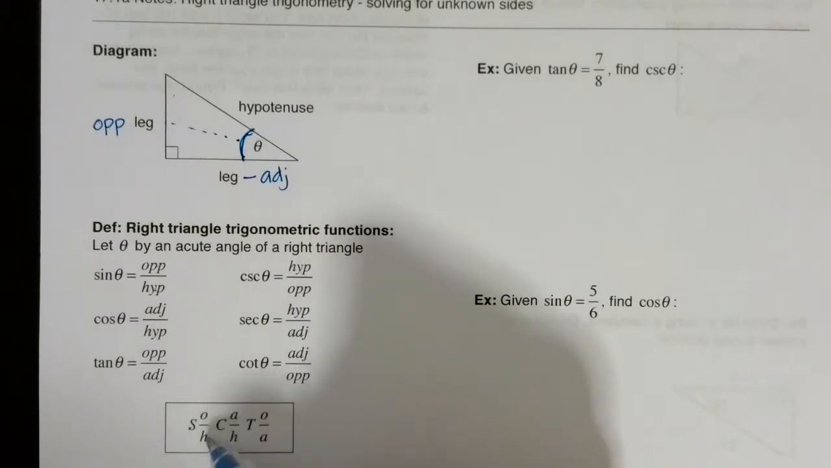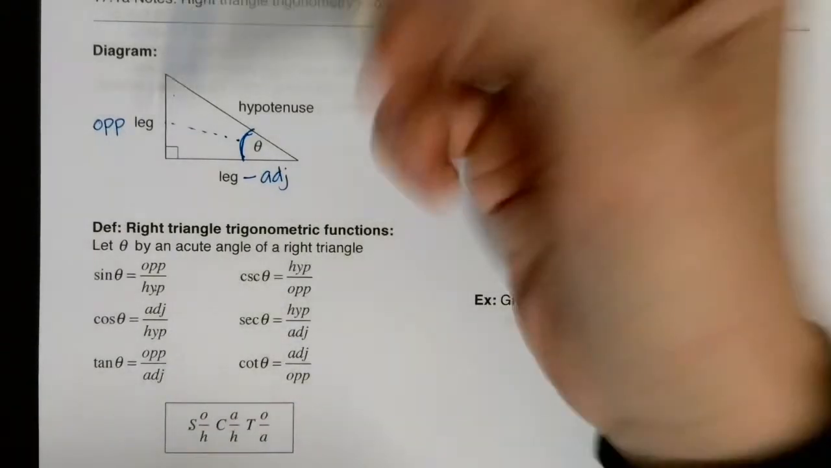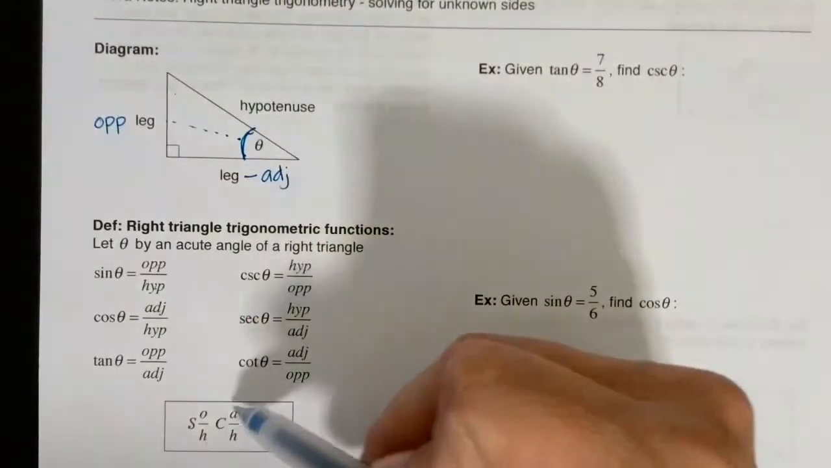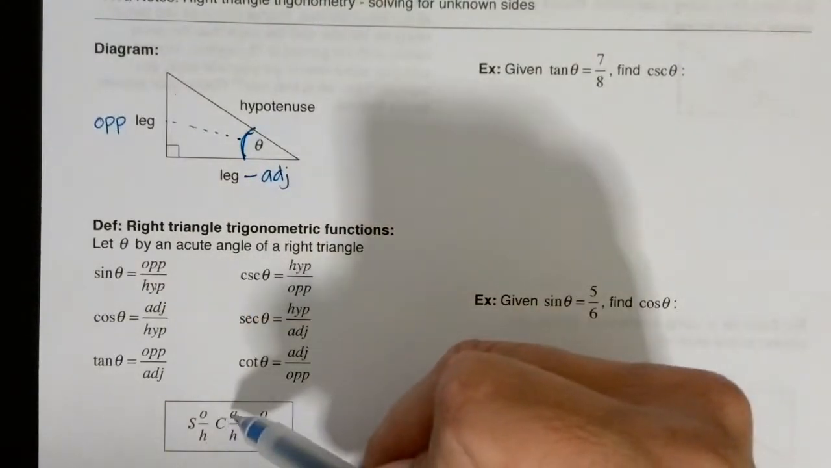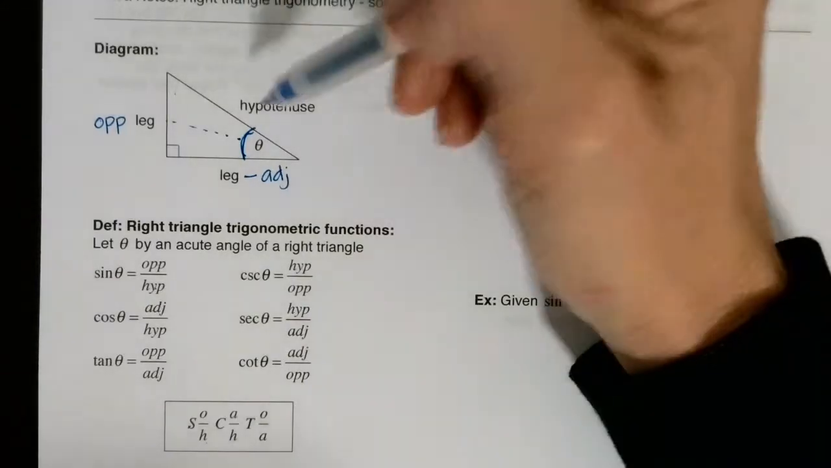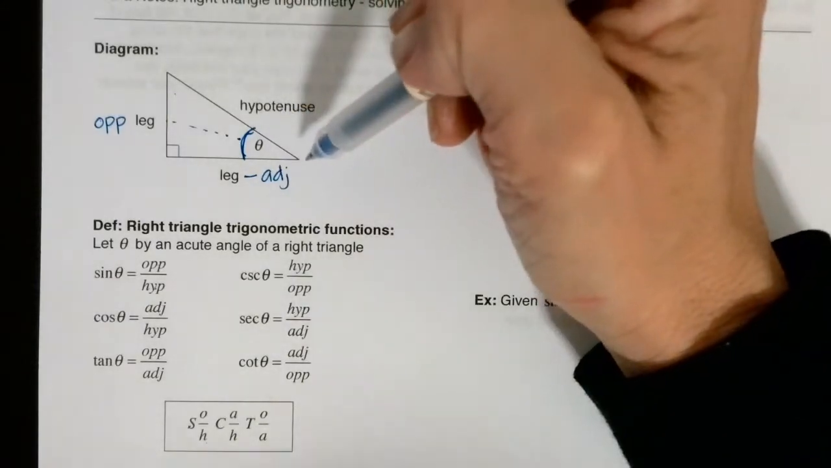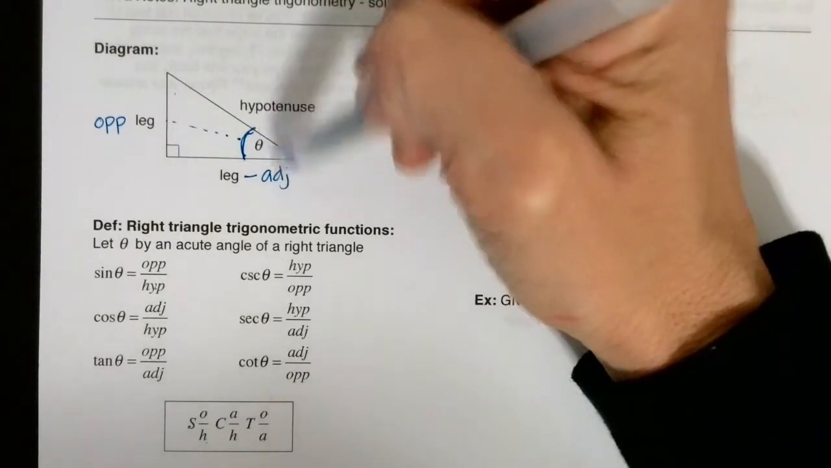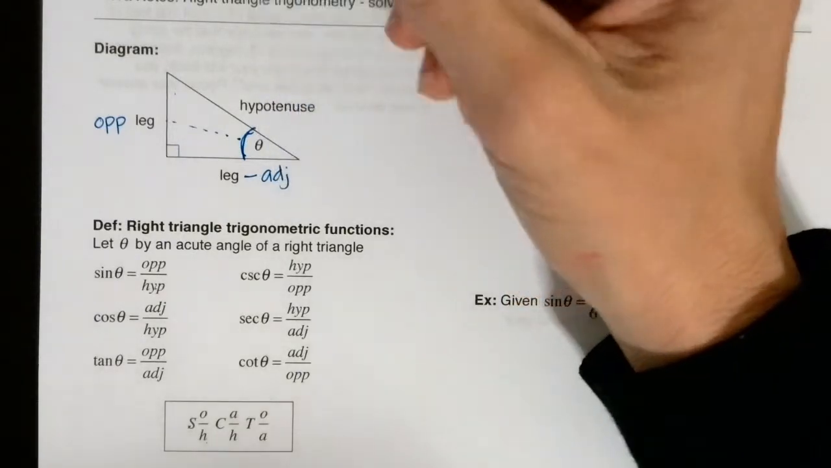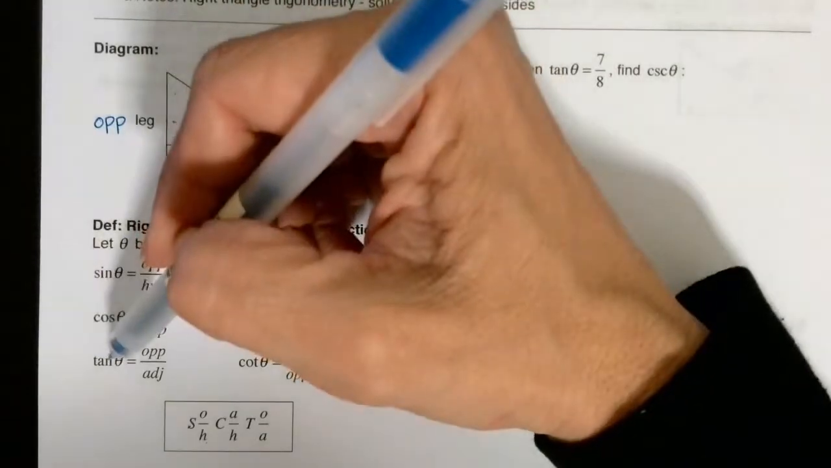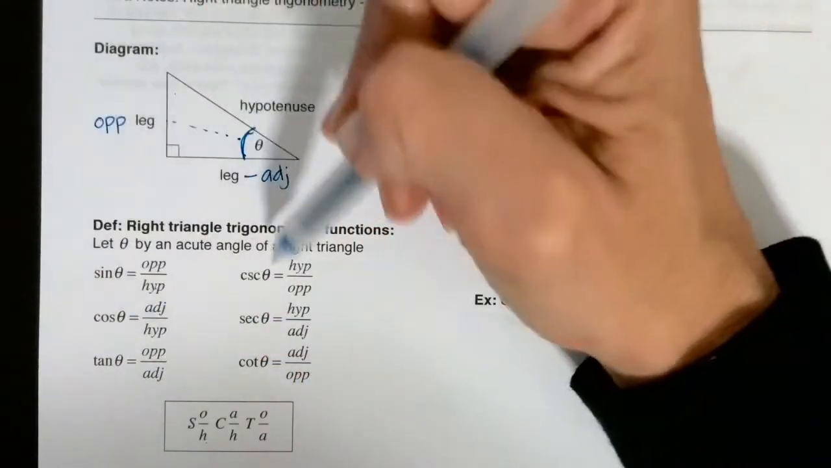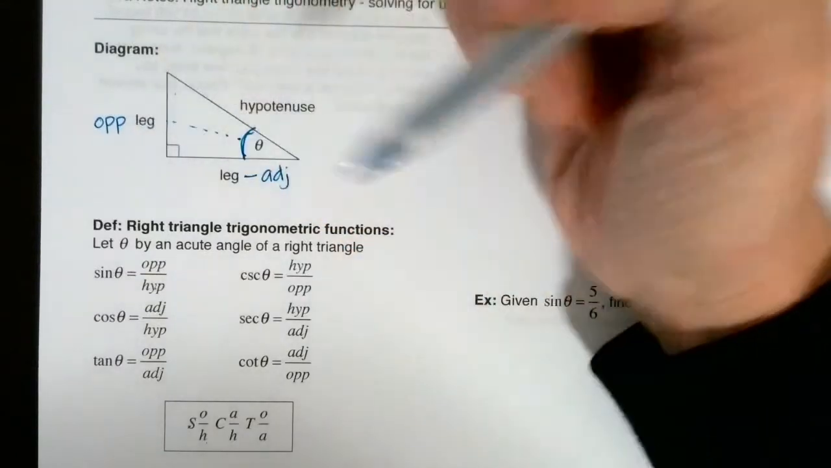S-O-H, so. And then the next one is cosine, and that's adjacent over hypotenuse. So that's the C part, C-A over H. So if I want to know the cosine of this angle right here, I just take this leg and put it over that leg. And then the last one is tangent, and that's opposite over adjacent. Okay, and that's the TOA part.